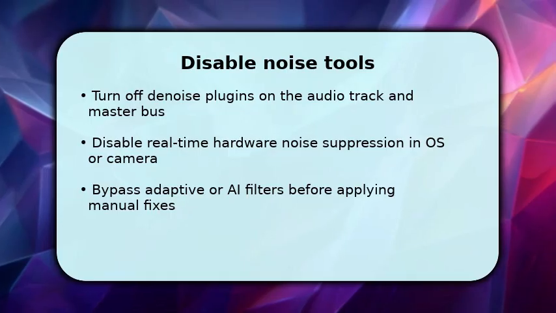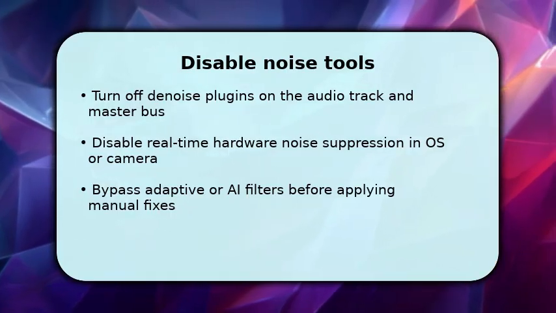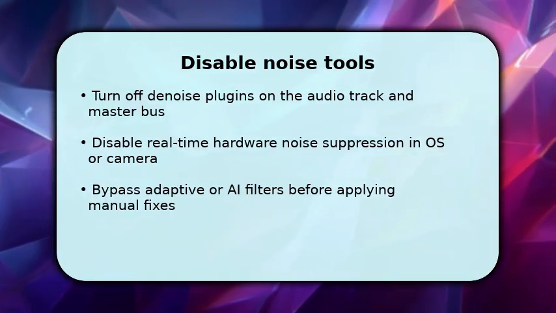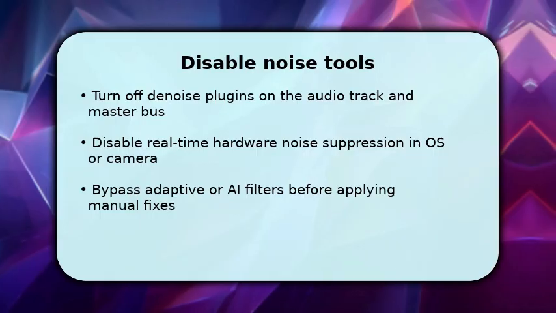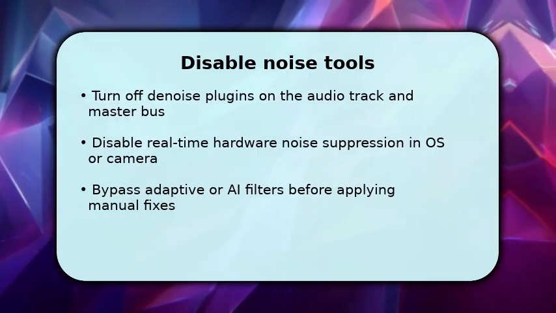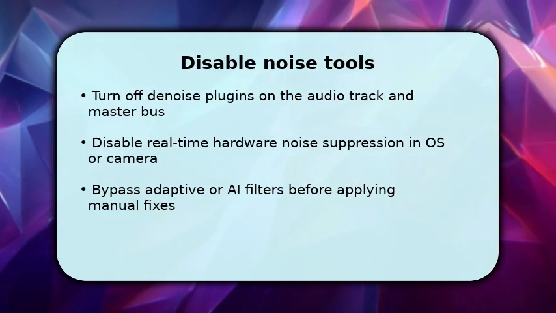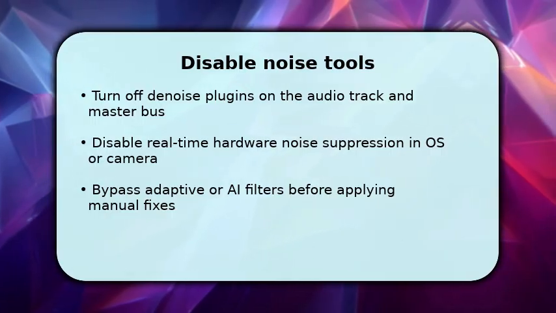Identify every place noise suppression could be applied and turn it off. In your DAW or video editor, bypass denoise, adaptive gate, and spectral repair plugins on both track and master bus. This restores the raw waveform for intentional processing.